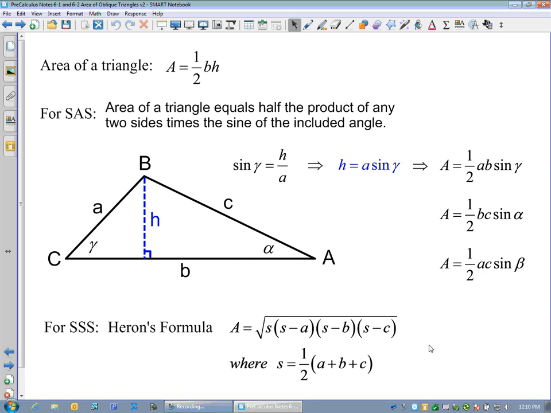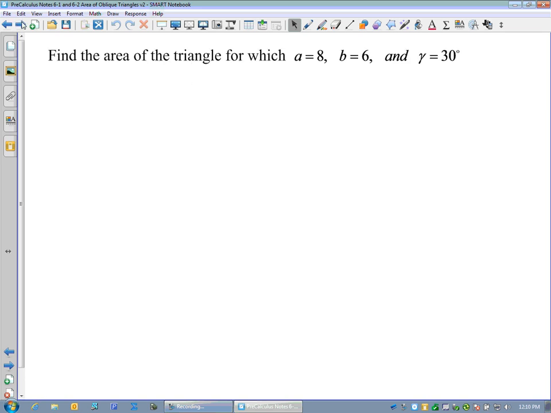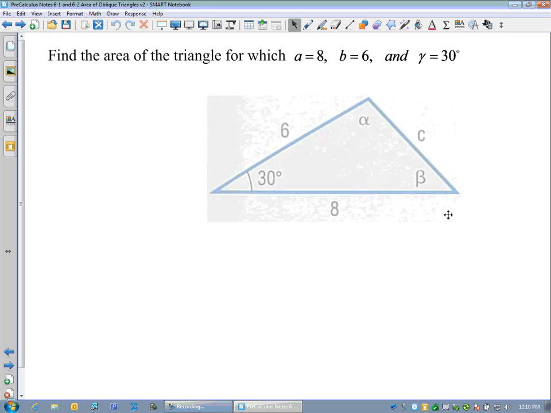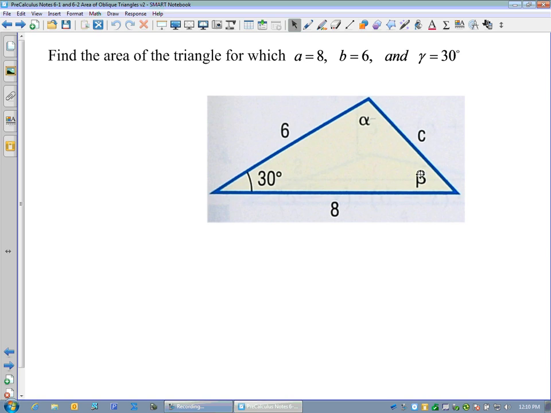So of course, let's use some examples to really work these. So we're going to start out with finding the area of the triangle for which they give us this information. A is 8, B is 6, and gamma is 30 degrees. First thing you should always do when working these problems, of course, is make a visualization. Now, you can draw this in several different ways. I'm going to use this visualization, but I could have made this could have been my 30-degree angle.